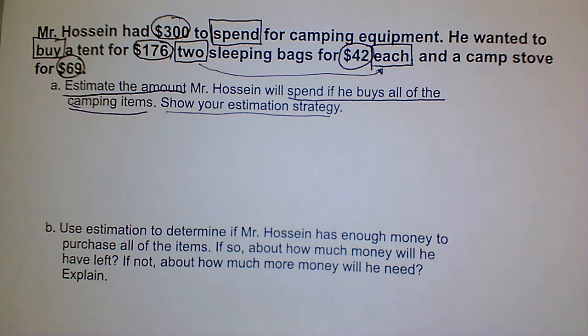So when we estimate the amount, the quickest way to do it is what we talked about yesterday, which is front-end estimation. These are bigger numbers, so we want to basically either round to the nearest 100 or round to the nearest 10 based on the digit, okay? So what would we do for 176? Nearest 100 or nearest 10? Nearest 10, right?